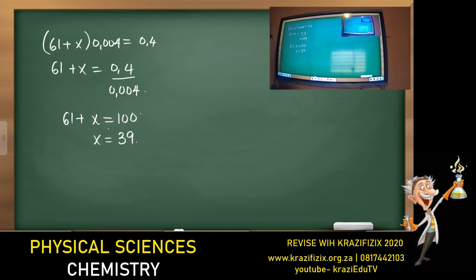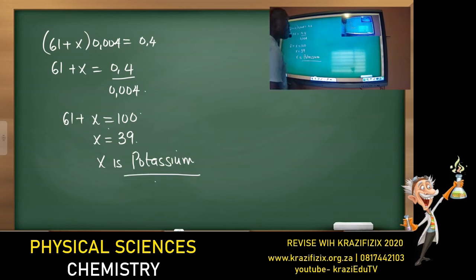39. And if you go to your periodic table to look for the element that has this atomic mass, you would find that it is potassium. So X is potassium. And that's how you work through your acid and base. All right. Now, I won't just run away here.